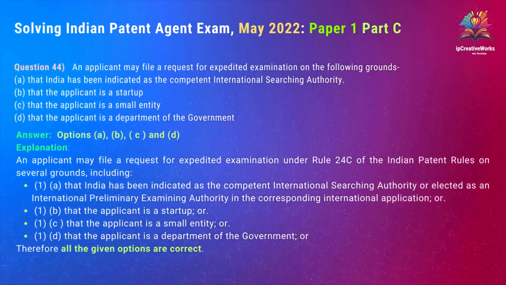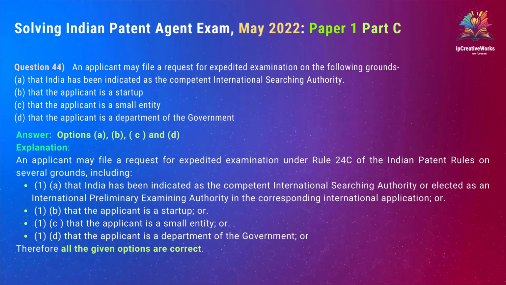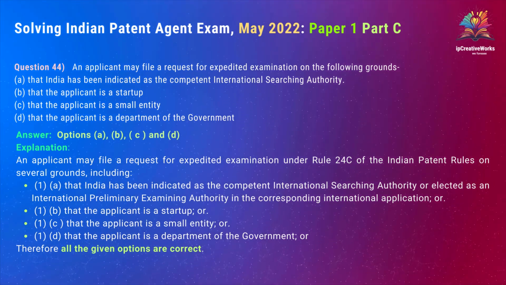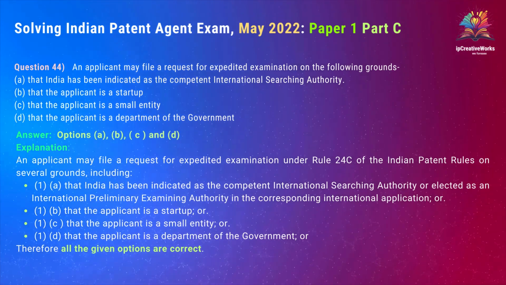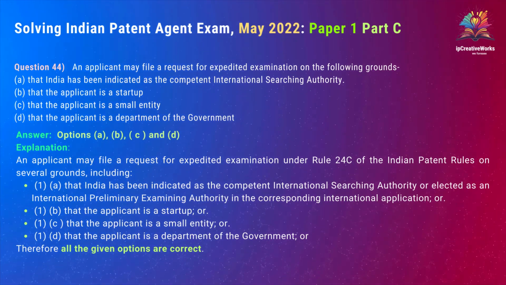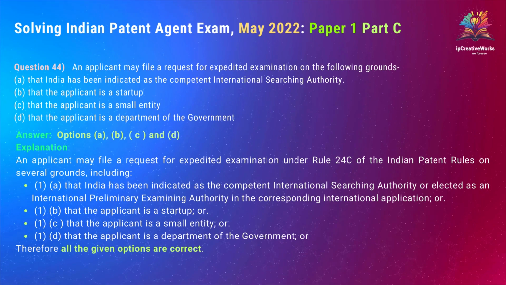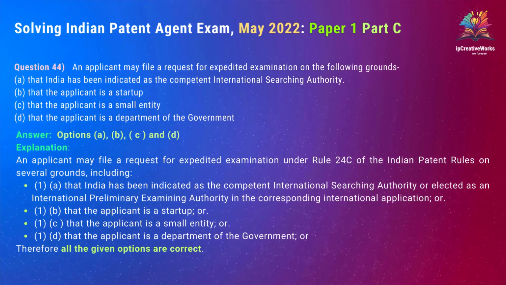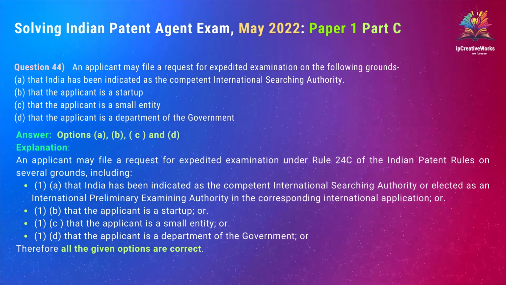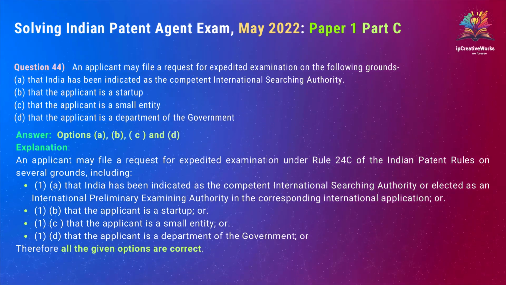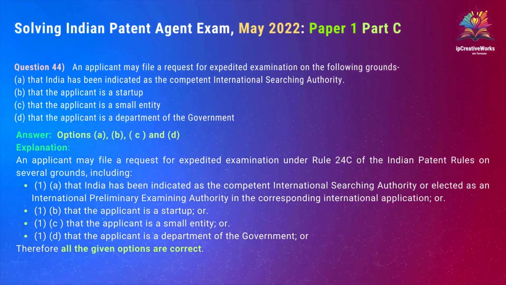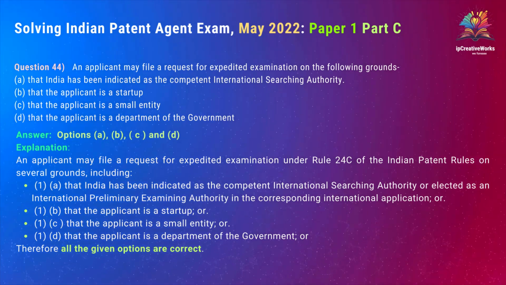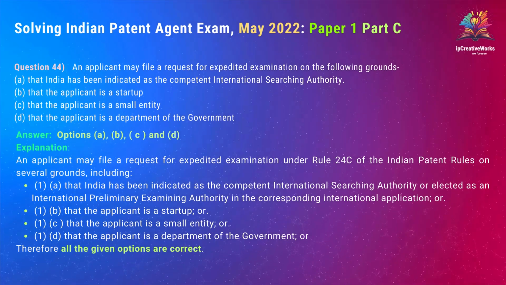Question 44. An applicant may file a request for expedited examination on the following grounds: A. That India has been indicated as the competent international searching authority. B. That the applicant is a startup. C. That the applicant is a small entity. D. That the applicant is a department of the government. The correct options to question 44 are options A, B, C, and D. All the options are correct.